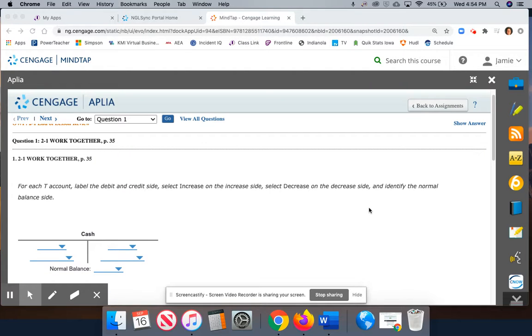For the 2-1 work together, the instructions say for each T account, label the debit and credit side, select the increase on the increase side, and select decrease on the decrease side, and then identify the normal balance side.